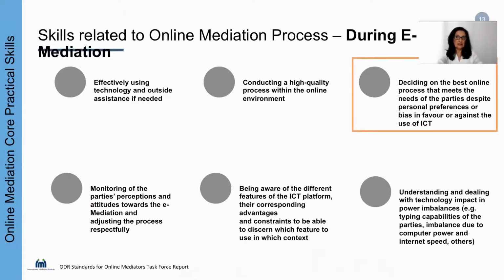In this third set of criteria related to the online mediation process, there are 12 skills needed during the mediation itself. Here, the best example is probably the ability to design the best online process, taking into account different variables of the mediation, including the needs of parties about ICT. The other skills are about making that process happen and being flexible and agile.